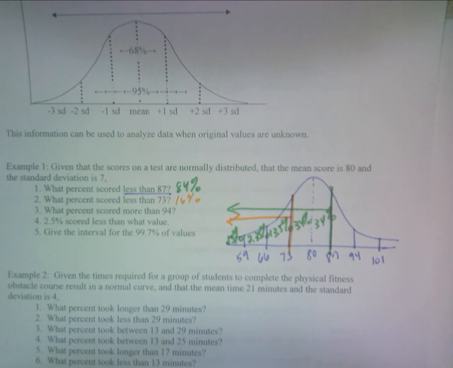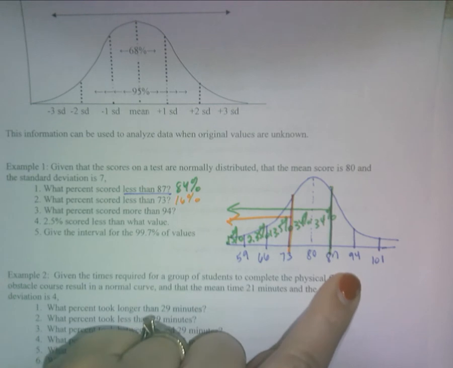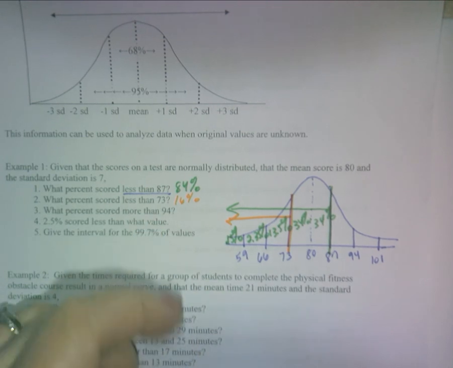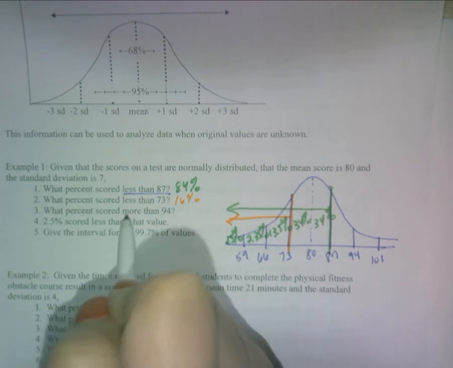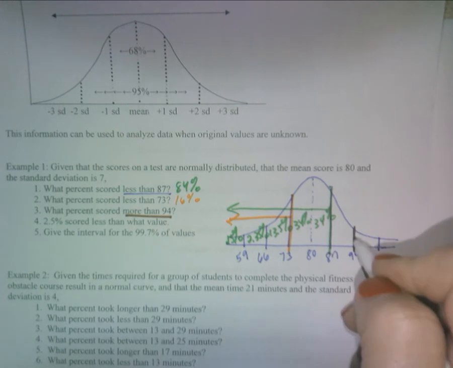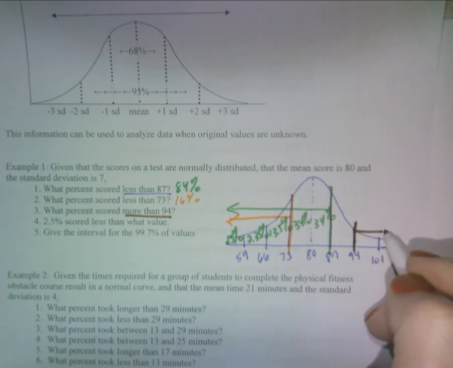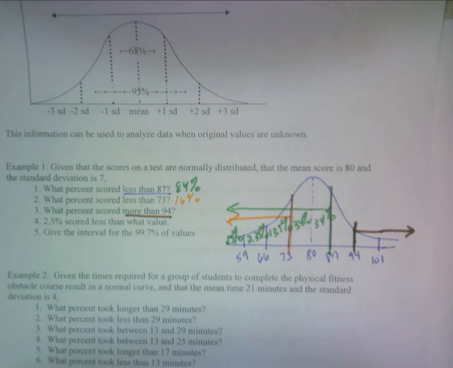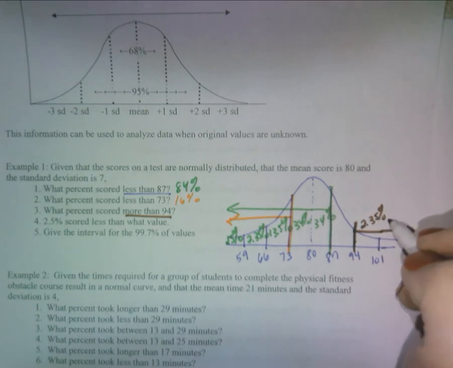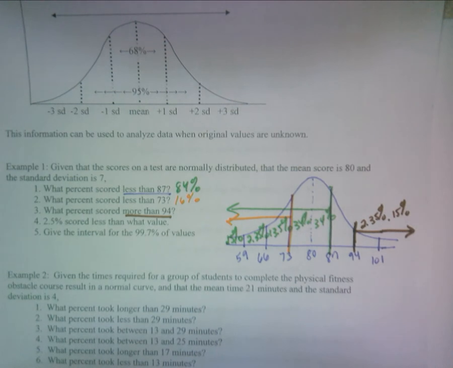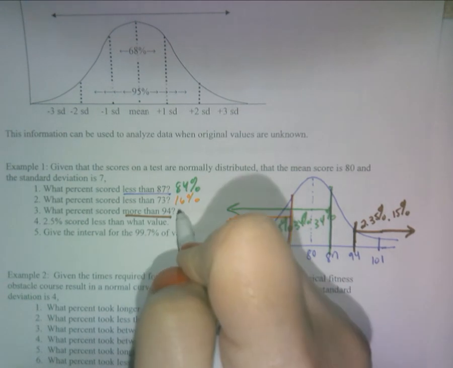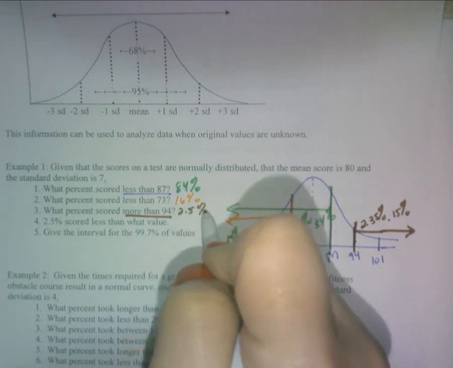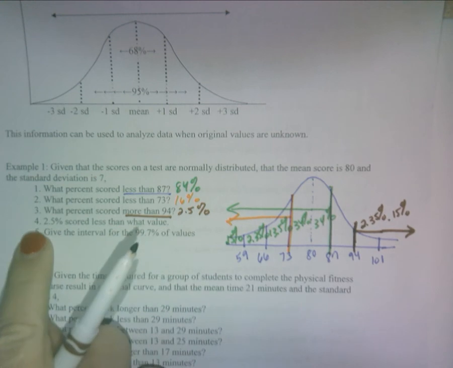Go to all the blocks above 94. Here's 94. You're going more than 94. More than would be this block and this block that way. So 2.35 and 0.15. What do those two add together? 2.5. Does this make sense? This shouldn't be hard.